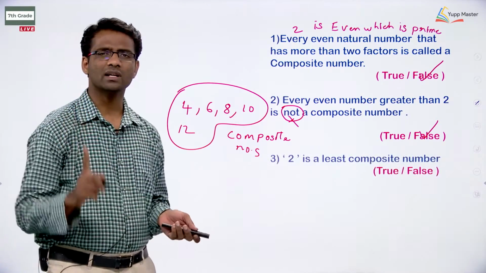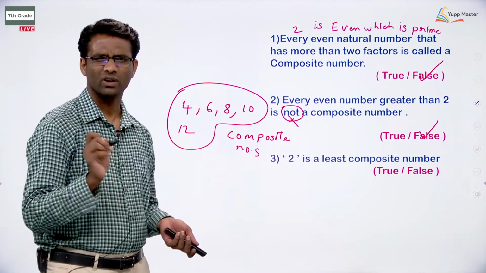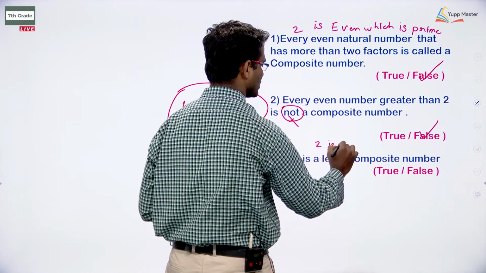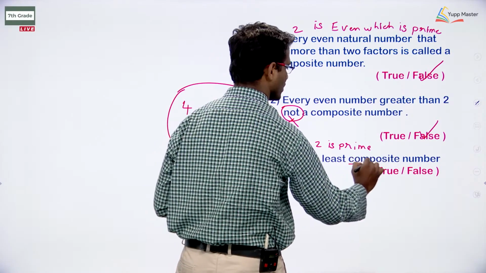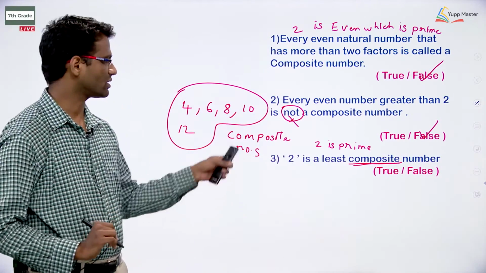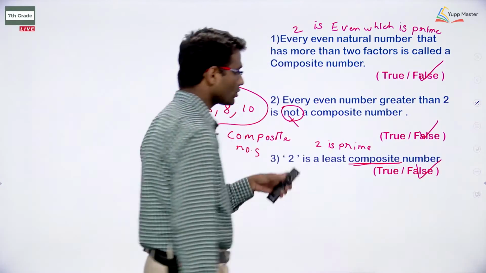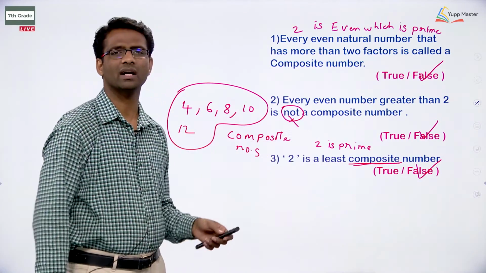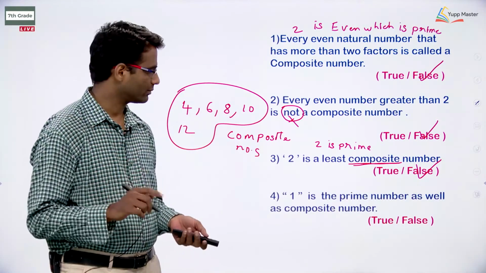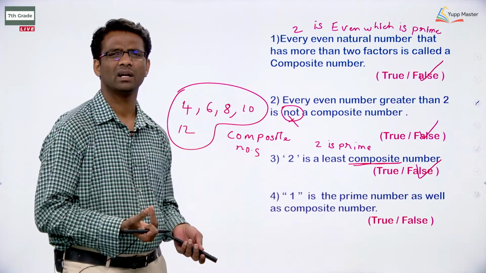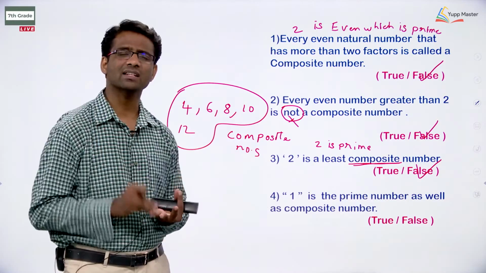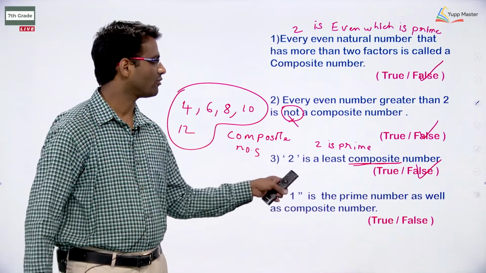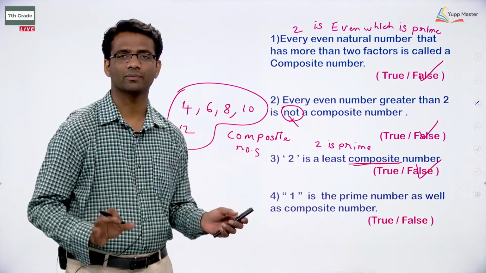Now see here, 2 is the least composite number, it says. First of all, 2 is a prime number. 2 is prime. It is not composite. So this statement is false. If it said 2 is the least prime number, then it would have been correct. But they are telling 2 is the least composite number. So false. Next, 1 is a prime number as well as a composite number. Not possible, right? 1 is neither a composite number nor a prime number. That was the actual statement, but they are trying to confuse us. False.